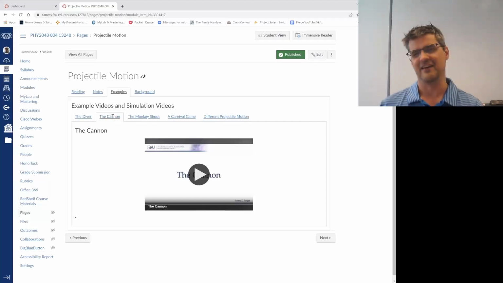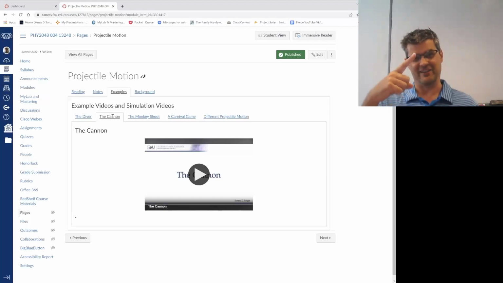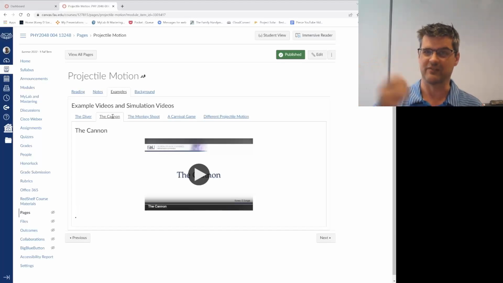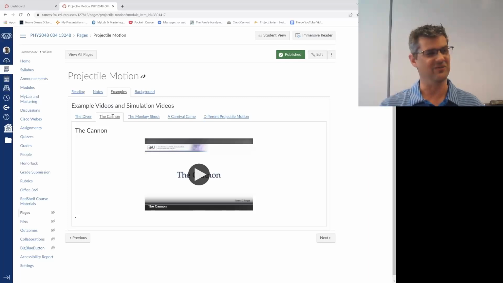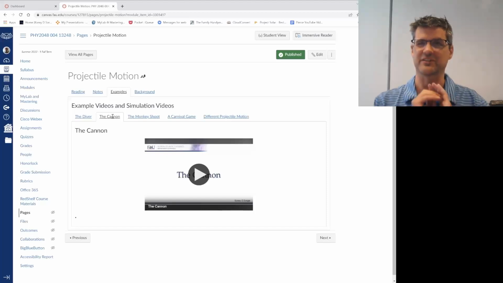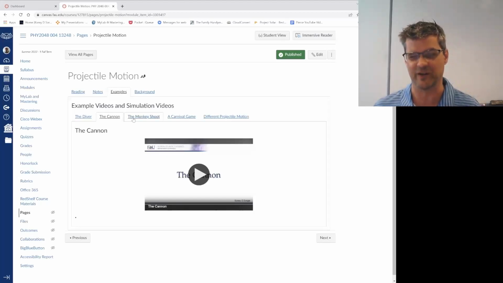The cannon is even more prototypical. I've got a cannon sitting on the ground. It's going to fire at some velocity, at some angle with respect to the horizontal. What's the range of this cannonball? How high in the air does the cannonball go? How long is the cannonball in the air? Perfectly and totally classic projectile motion problem. That's already worked out, so I encourage you to look at that video as well.